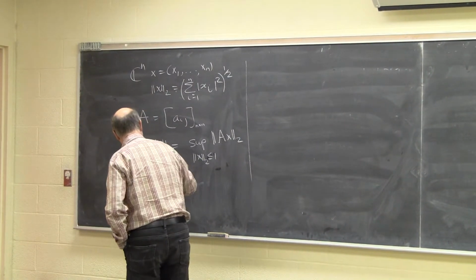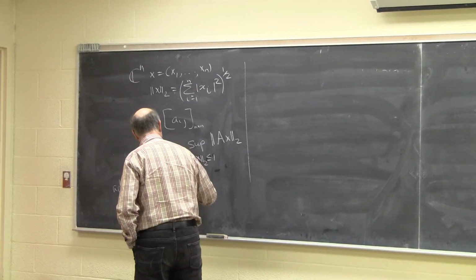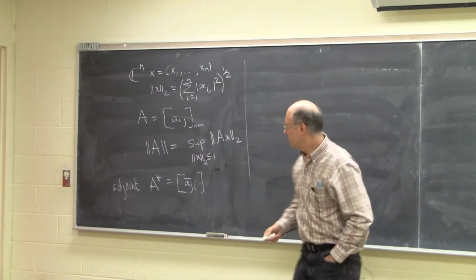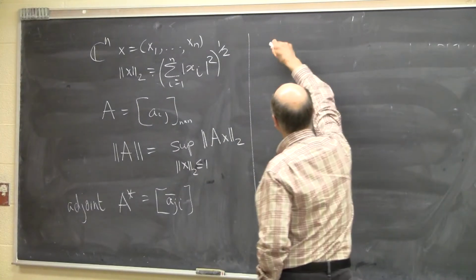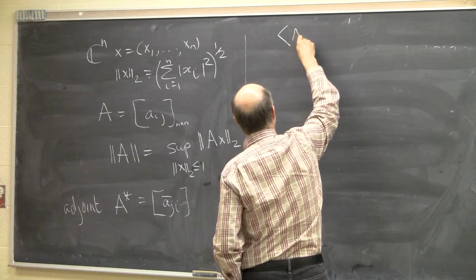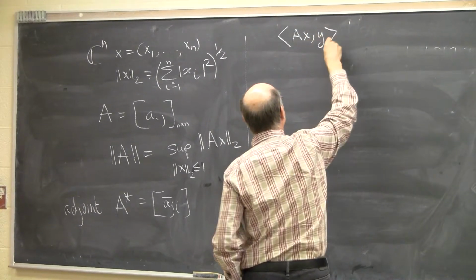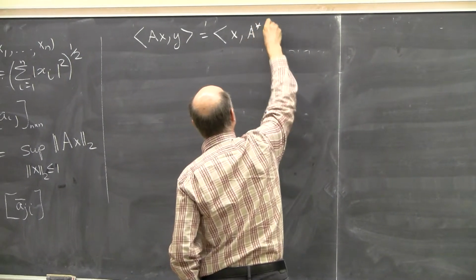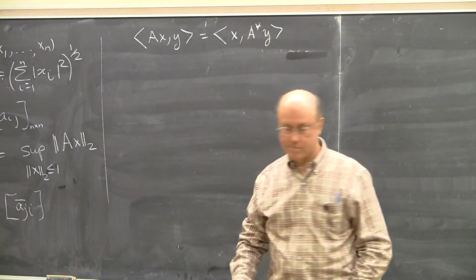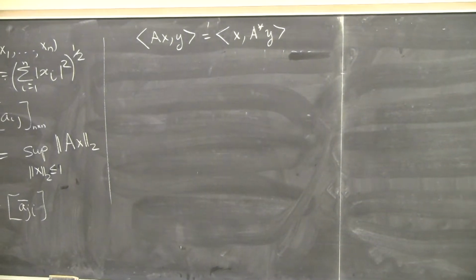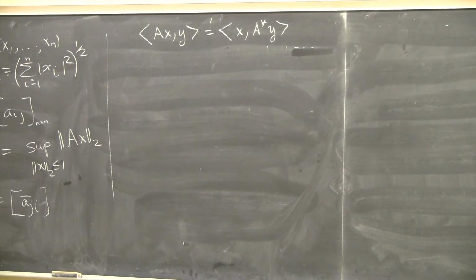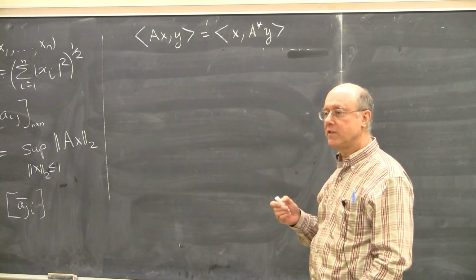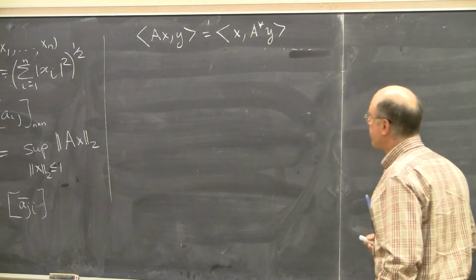So A star is the conjugate transpose, Aj conjugate, and it satisfies the property that if you have 2 vectors x and y, then Ax inner product y is the same as x inner product A star y. Okay. And the other place you see these adjoints is that a matrix is called normal if it commutes with its adjoint.